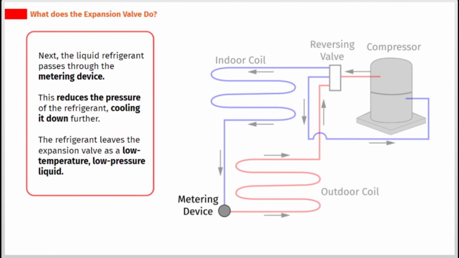Next, the liquid refrigerant passes through the metering device. This reduces the pressure of the refrigerant, cooling it down further. The refrigerant leaves the expansion valve as a low-temperature, low-pressure liquid.